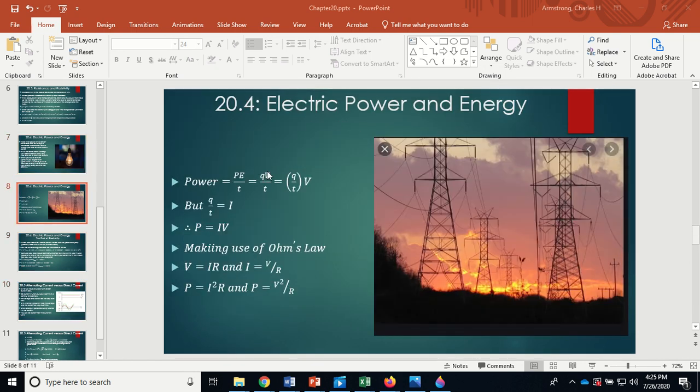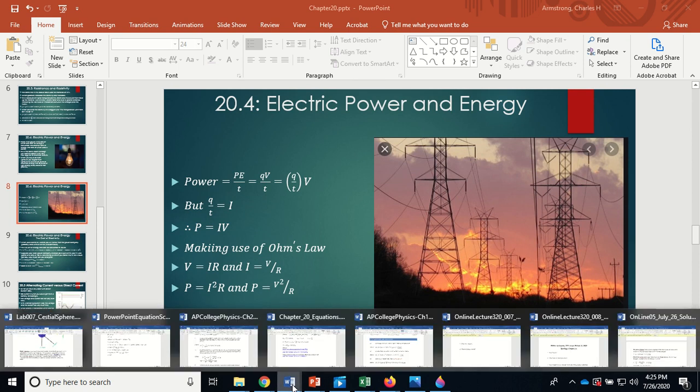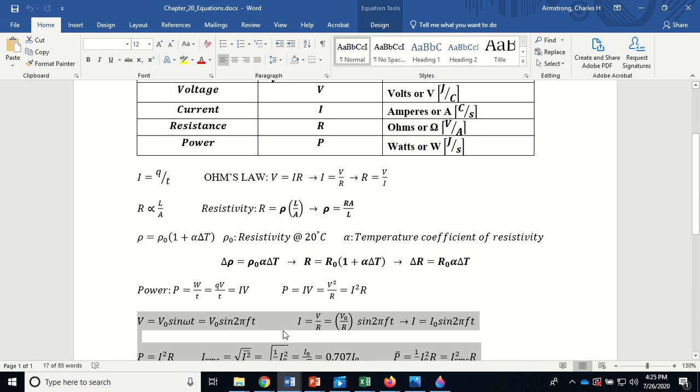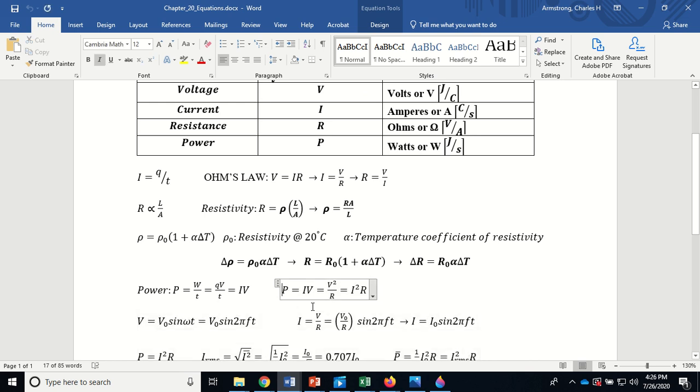go. Okay, so here are the equations we have. They're on your handout, or the document that you downloaded, this one here. It should be on here someplace. I think they're here. Okay, so there's what power is.